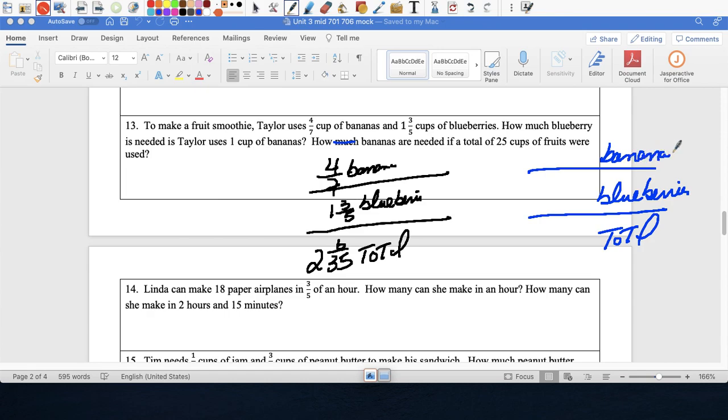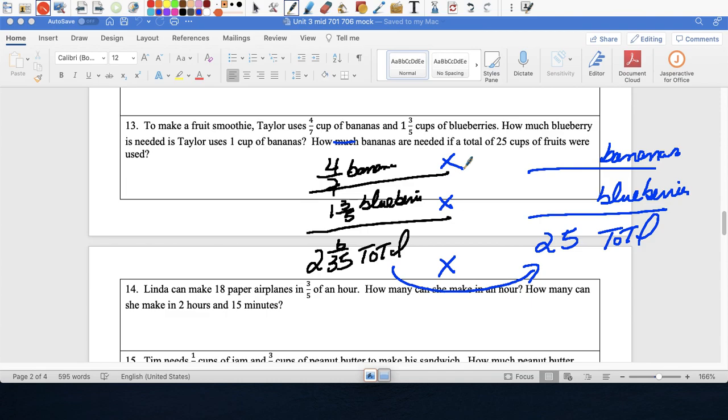Bananas. But we're saying here that I used 25 cups, combined, 25 cups total of fruits. That includes bananas and blueberries. So if you use 25 cups, how much of it was blueberry and how much was bananas? Now, this one, how do I get there? That's what you're going to look for.